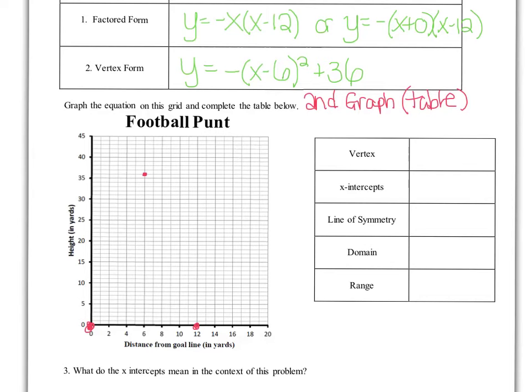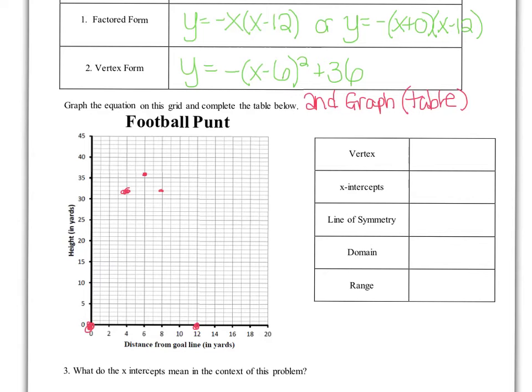For instance, if I wanted to know 8, I could plug in here, 8 minus 6 is 2. 2 squared is 4. The negative of 4 is negative 4. So negative 4 plus 36 is 32. So 8's going to be 32. We also know that our parabola is symmetrical. So if I'm going 2 over from 6, I can go 2 back to 4 and get 32 as well.